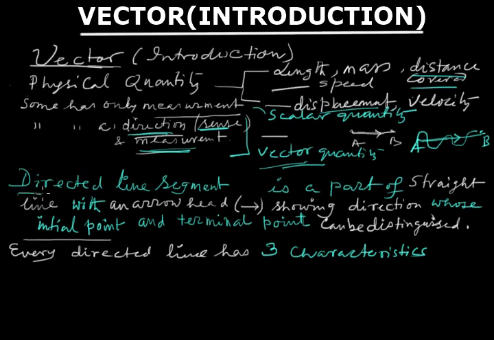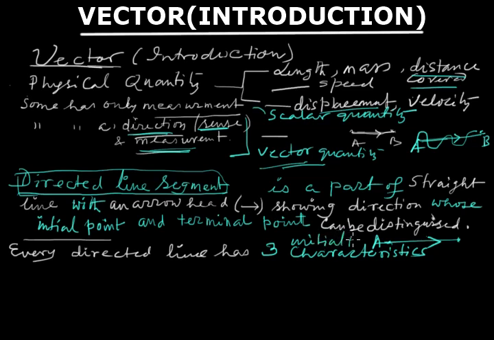Now a vector quantity, this is an important term, is a directed line segment. It is a part of a straight line. Put an arrowhead, and it has two points. The first point A is called the initial point, and the second one is the terminal point.